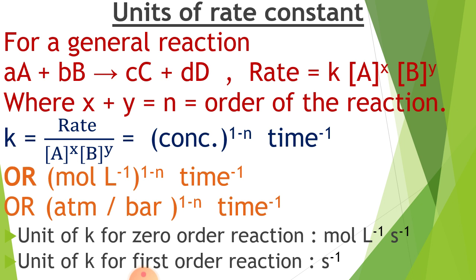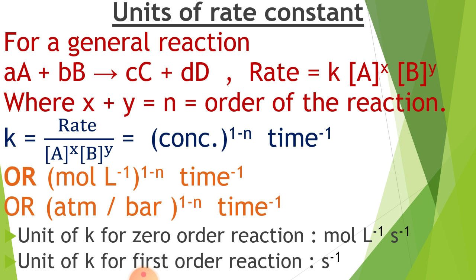Here in the rate law, the powers are added, and that sum gives the order of reaction. Now we have to calculate the unit of K. K equals rate divided by [A]^x [B]^y. As the unit of rate is mole per liter time inverse, and the square brackets indicate molar concentration, we get a general unit: concentration^(1-n) time inverse.